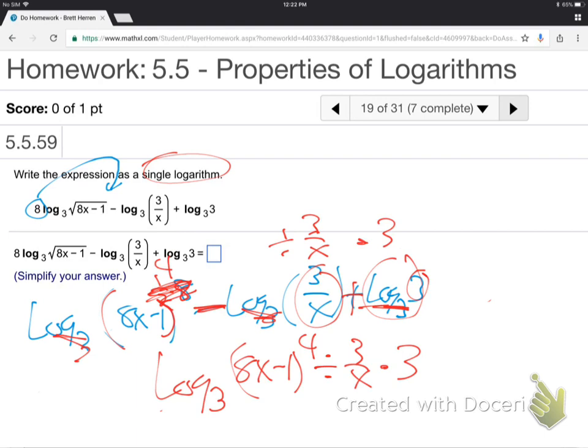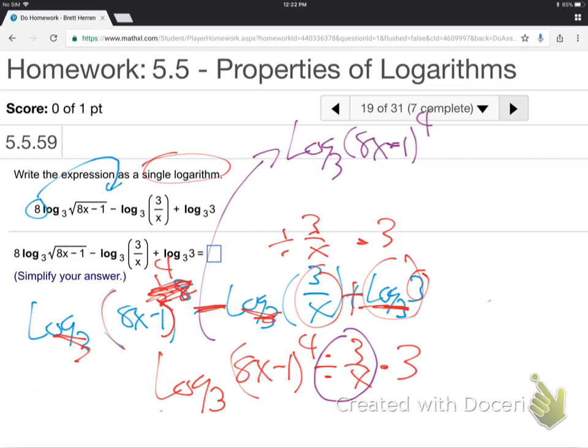Okay. And what do we always do with divide? What do you do when you divide a fraction? Flip it, huh? Flip it. I'm kind of running out of room. We come up here, it's going to be log base 3 of 8x minus 1 to the 4th times x over 3 times 3. Everybody see what happened there? Right? Dividing, flip it. It's upside down multiplying, right? Good. We're close now.